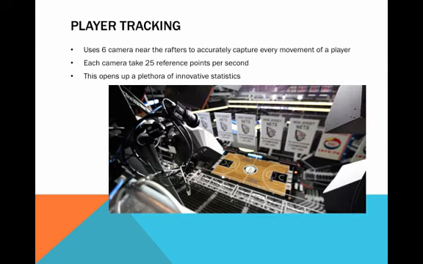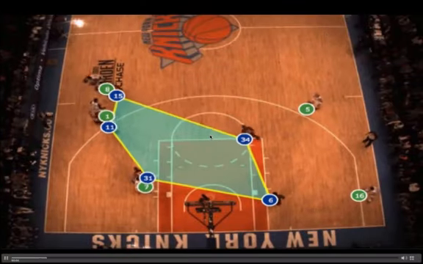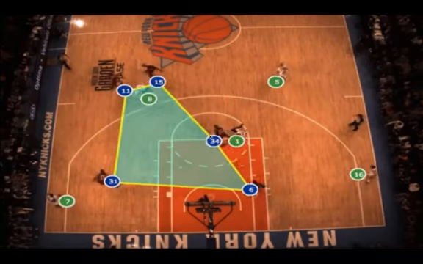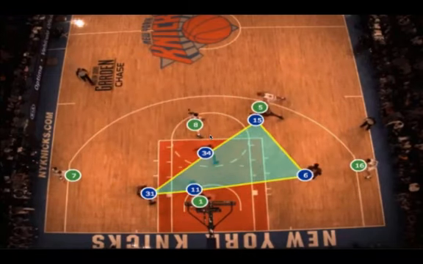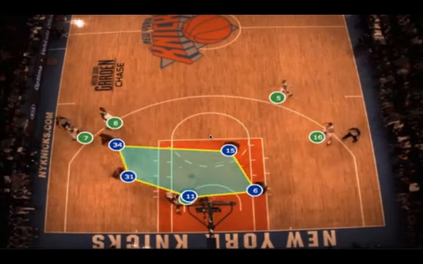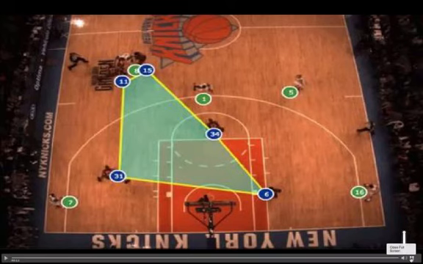So, where is advanced metrics heading? What's going to happen in the future? Where's it headed? And one of the newest measures of advanced statistics is player tracking. We're going to show you an example right here. What this is: player tracking uses 6 rafter cameras to track the movements of every player on the court. These cameras take 25 snapshots a second, giving us a very accurate model of what the player did the whole game.